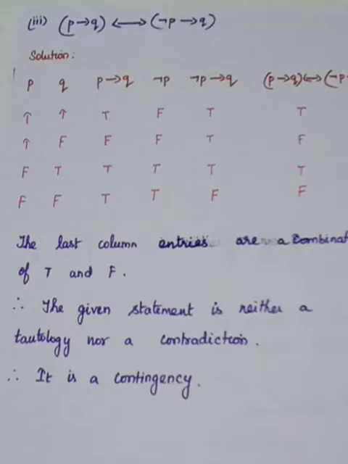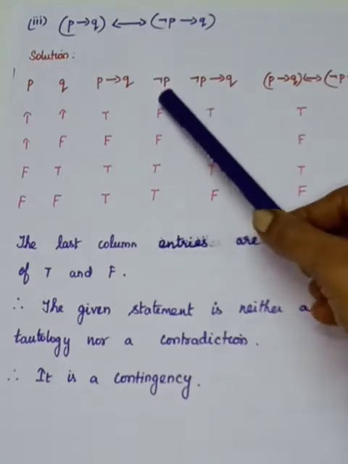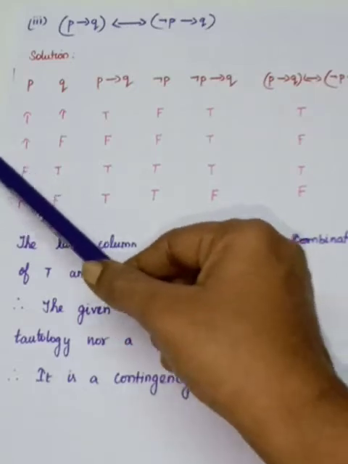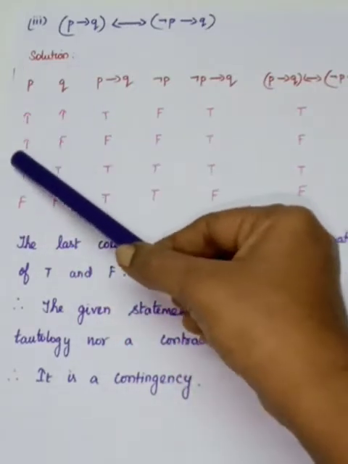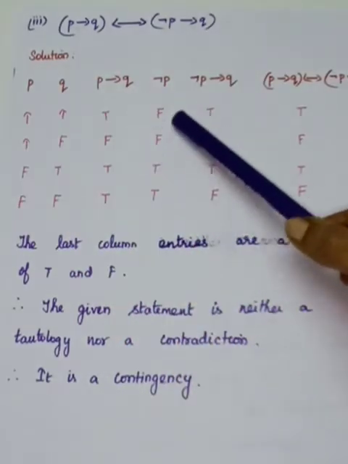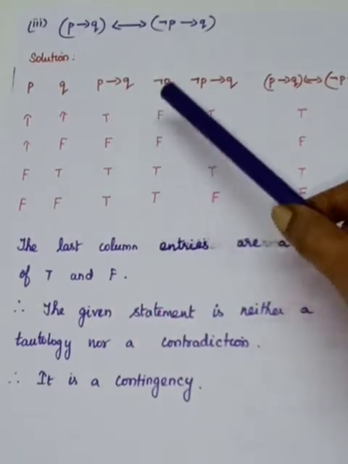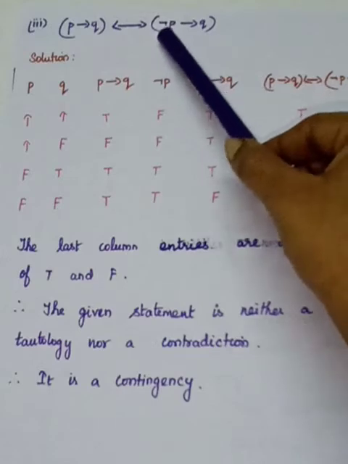So I have written. Next, negation P. What is negation P? You look at the column P. So you have to write the opposite of it. So for P is true means you have to write false. And if P is false means you have to write true. So negation P is over. What is the next one?